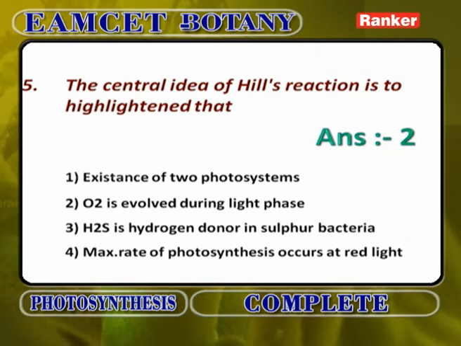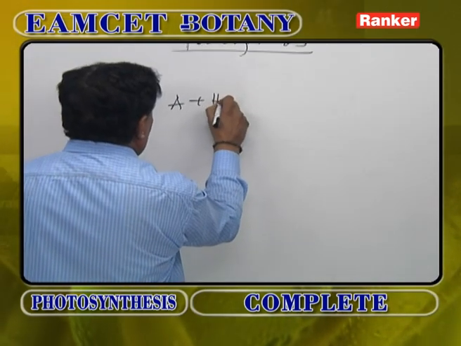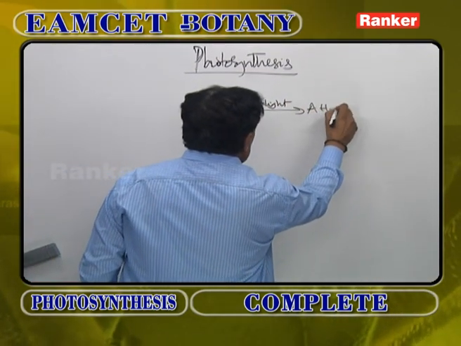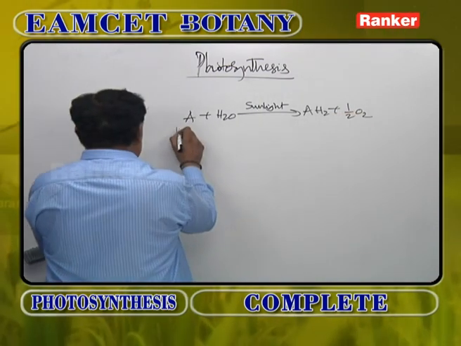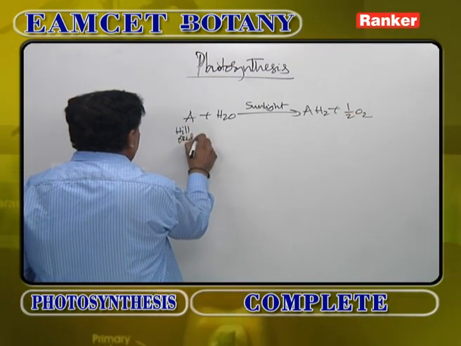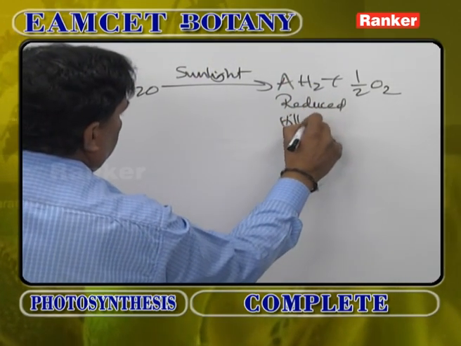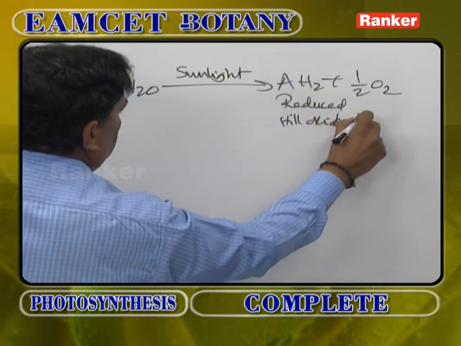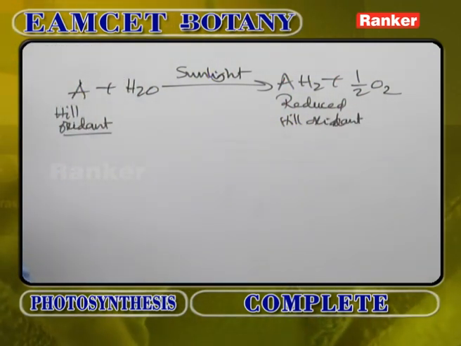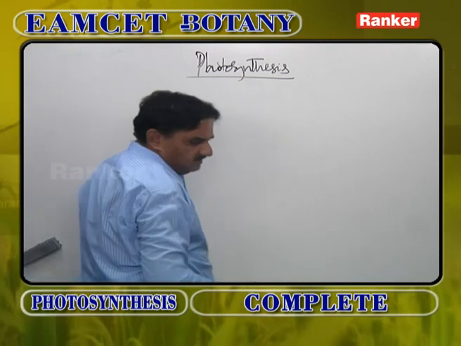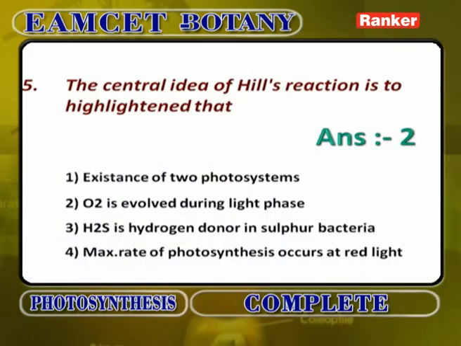The central idea of Hill reaction is to highlight, and what is Hill reaction? A plus H2O in the presence of sunlight gives AH2 plus half O2. This A is called Hill oxidant, and AH2 is called reduced Hill oxidant. So, Hill reaction proposed that whenever there is a Hill oxidant and water, definitely oxygen is liberated. So, the central idea of Hill's reaction is to highlight that existence of two photosystems is wrong.